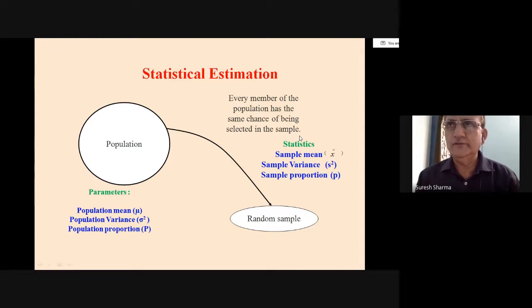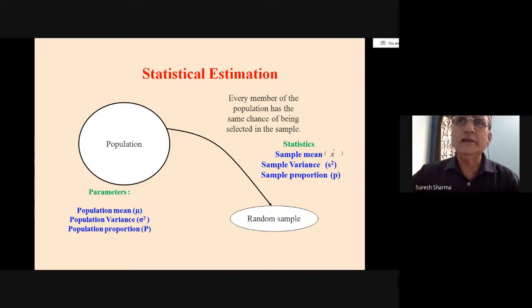Every member of the population. There is no favoritism, there is no bias. Now, our selection of the sample from the population depends upon various sampling techniques, which I will discuss in the next slide. For example, if I take out one slip out of 50, then what is the probability of selecting one person out of 50?